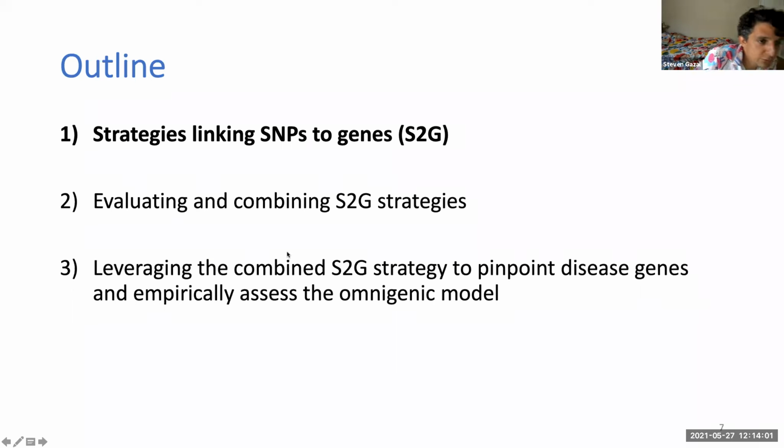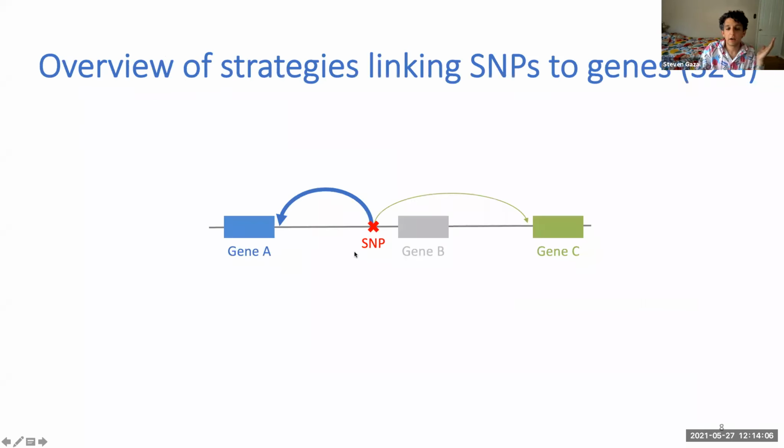Okay, so first let me quickly introduce what a strategy linking SNP to gene is. Basically, a strategy linking SNP to gene is just a functional data set that allows us to link some SNPs, not all of them, to some genes. Sometimes it's going to link a SNP to a single gene, and sometimes it's going to link a SNP to multiple genes with different scores that are normalized so that they sum to 1.